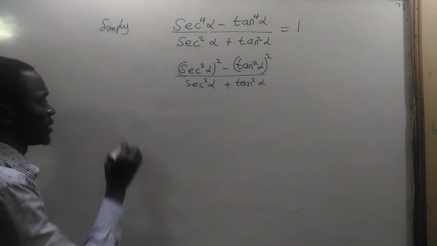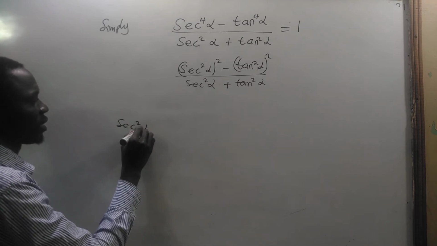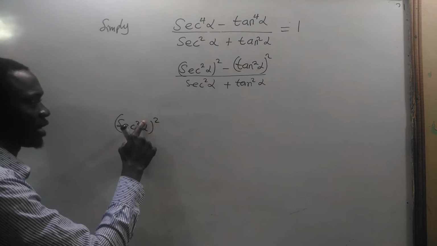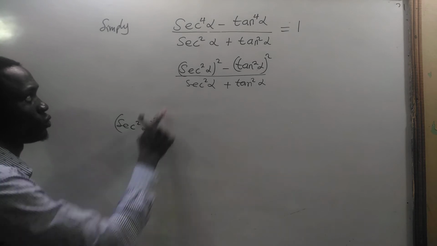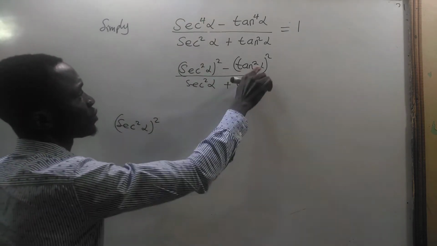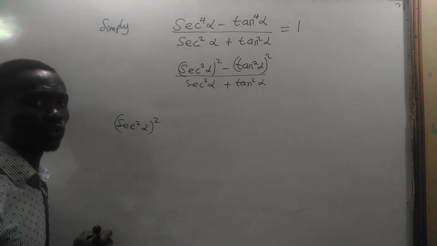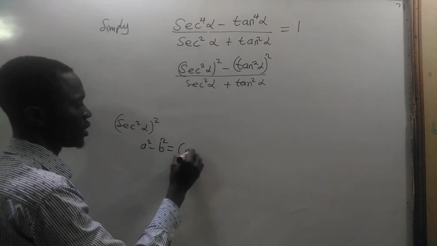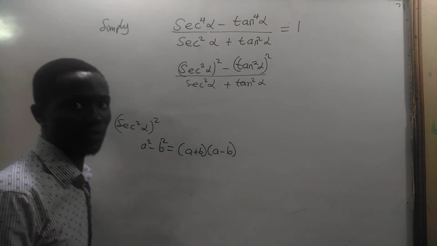Now remember that if I have secant squared alpha all squared, when the square comes inside, the 2 and 2 will multiply. So 2 times 2, you get back to the 4 that we have at the top there. So now this one, if we remember difference of two squares, if you have a squared minus b squared, it is equal to a plus b times a minus b. Check the description for that video.